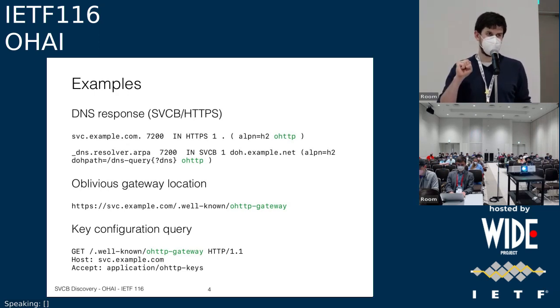Once you have that information, the client can derive the location of the oblivious gateway, and they can also look up the key configuration. The oblivious gateway is defined as a well-known URI off of the same origin, the same host, as the target service that you're trying to access. This gateway could redirect you, but it has to be owned by that same origin so we can be sure that it actually is a safe thing to use. And then to get the key configuration, we have a way to also go find a well-known location to look up the keys.